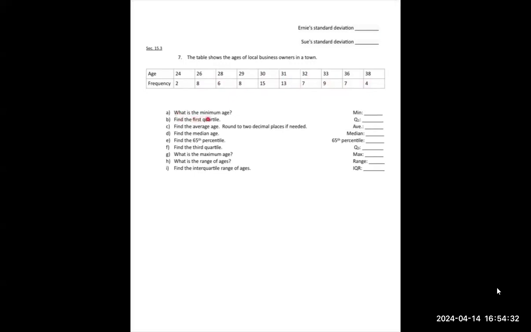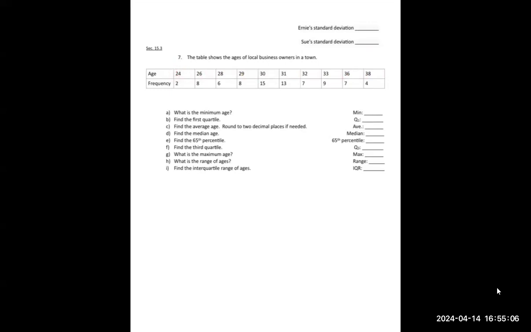They ask us, what is the minimum age of a business owner? Well, it's pretty easy for us because these numbers, 24, 26, 28, 29, 30, 31, 32, 33, 36, and 38 are all listed in order from smallest to greatest, as they usually are in a chart like this. So I just go to the very beginning of the chart, the very first age that I see, because they are in order from smallest to greatest. This is our smallest age, the 24.